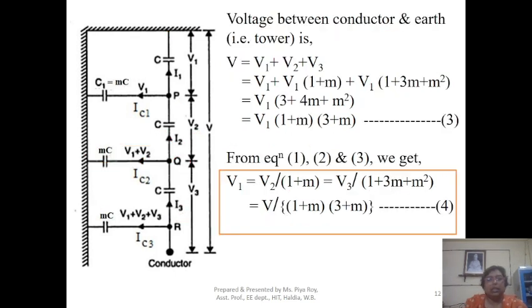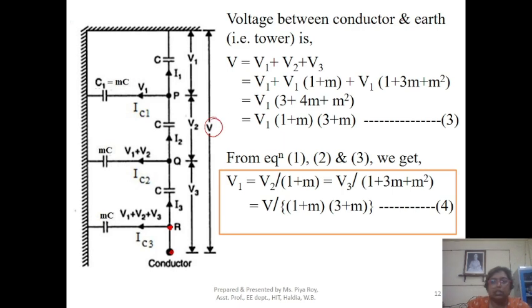Now go to the next slide. So, voltage between conductor and earth. This R node is nothing but the metallic part, the conductor section, the conductor part. So the voltage between conductor and earth. This R and the conductor are the same thing. So the voltage between conductor and earth is obviously the string voltage, right?